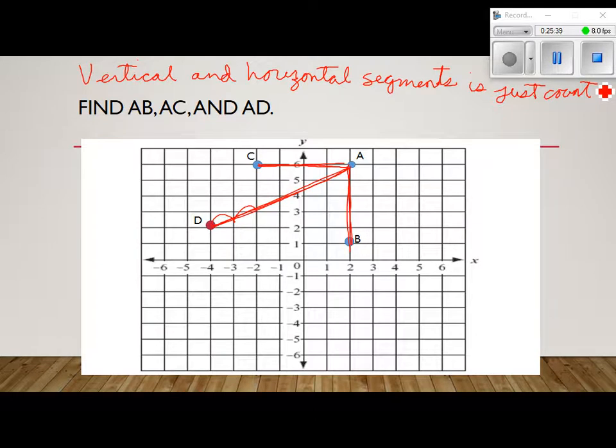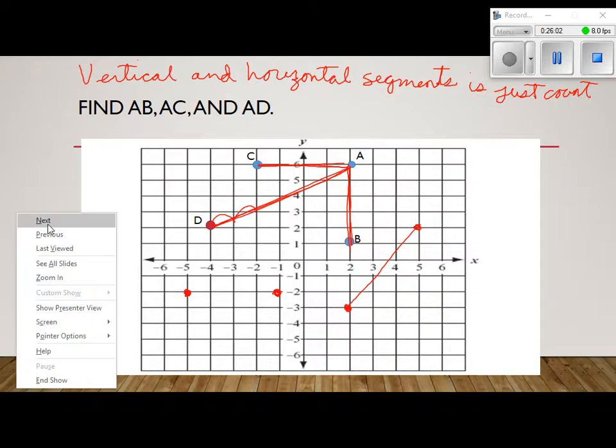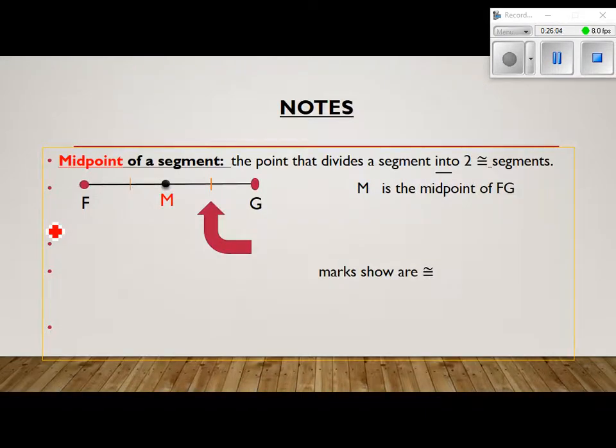So if we graph 2 points, graph this point and that point, we say all we've got to do is count. 1, 2, 3, 4. 4 units long. But if we graph this point and this point, you can't just count. That's what we're going to talk about next, how to find the length of that segment. Actually, right after this.